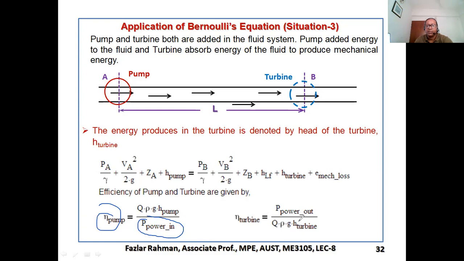But in the case of a turbine, it's opposite because it's taking energy from the fluid. So the input energy will be fluid energy. In that case, rho G H Q will be the bottom because this will be P input. It's taking fluid energy. And what will be P output? That will be mechanical energy, right? So this one will be the actual output. So P out divided by P in. So you need to remember these two formulas.